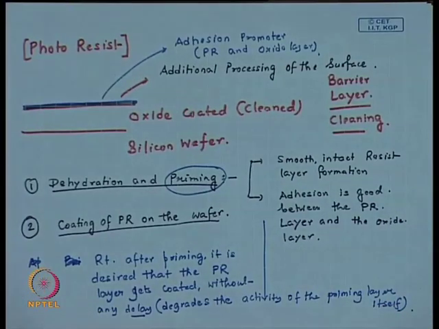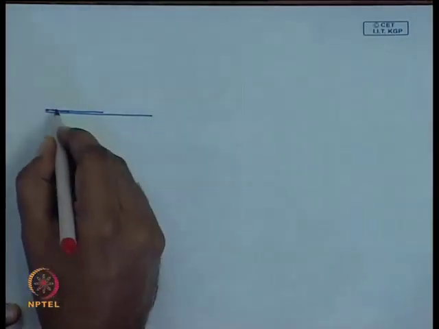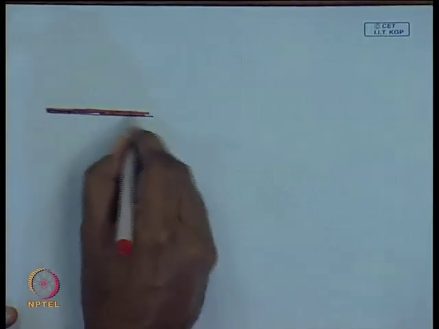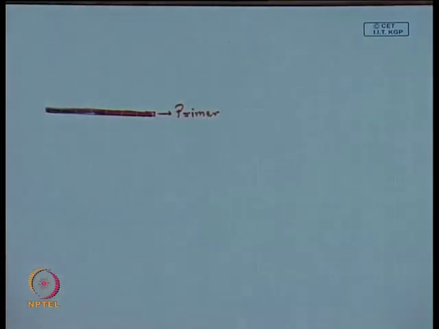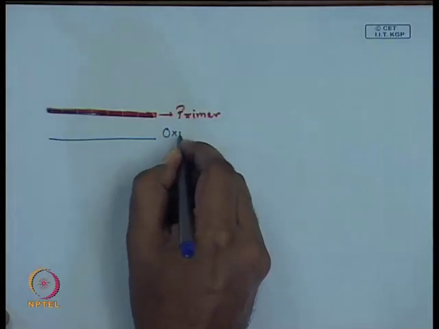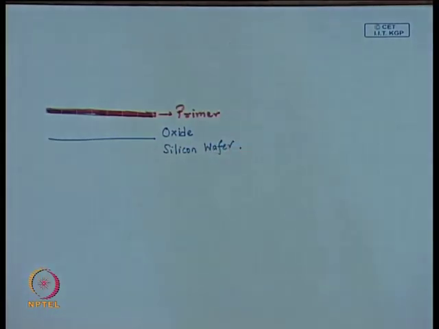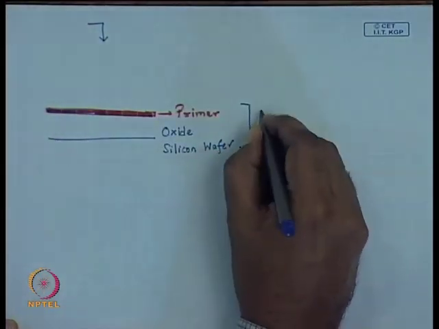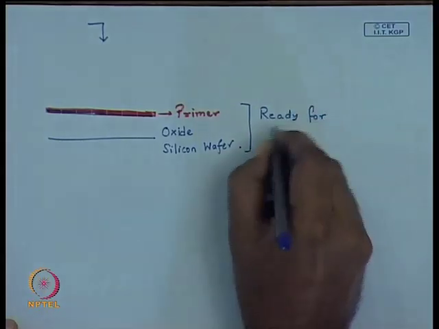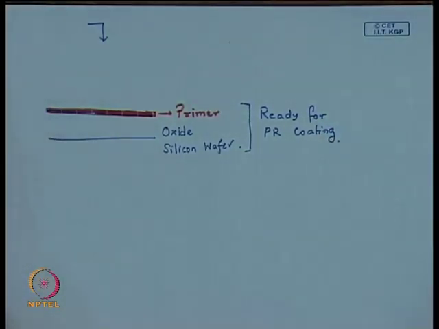Okay. So, now you have an oxide coated and primed, moisture removed and primed wafer, which is now ready for photoresist application. So, this is now ready for PR photoresist coating or photoresist application. Okay.